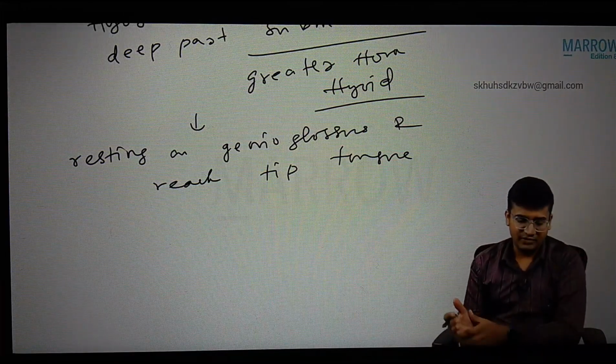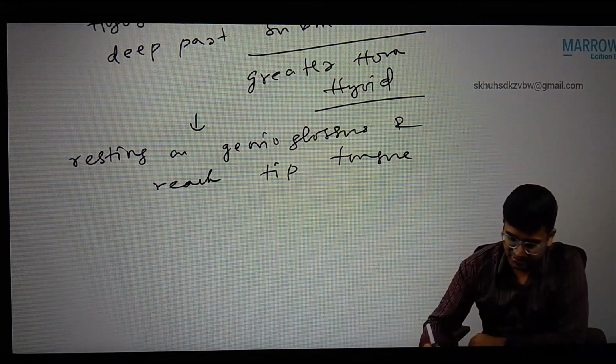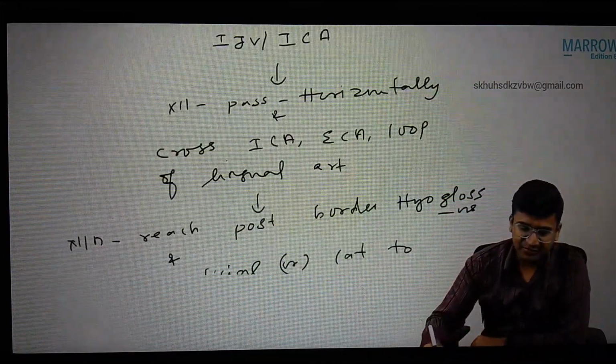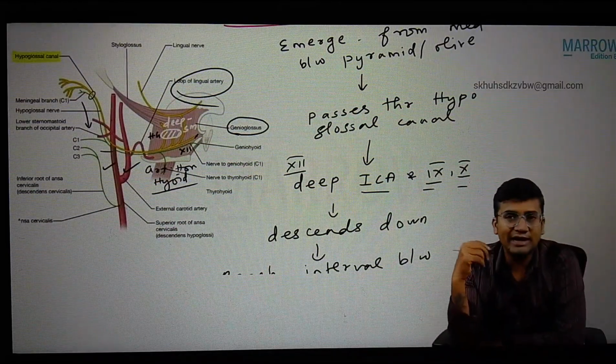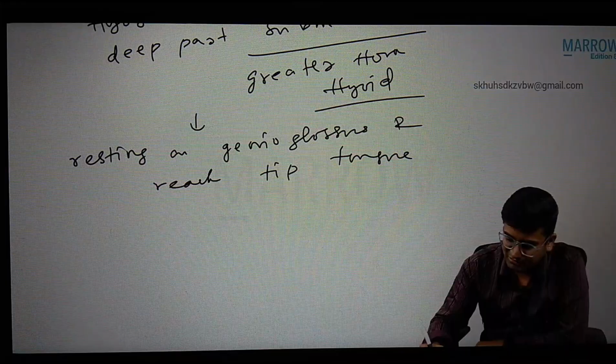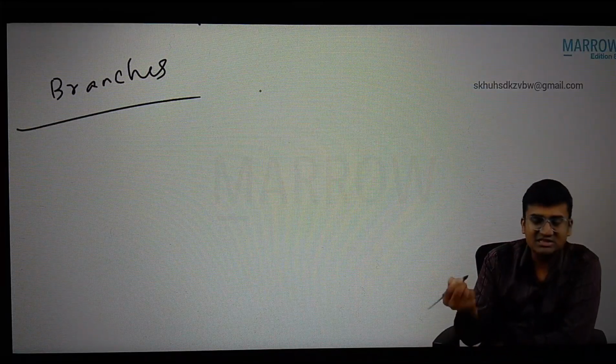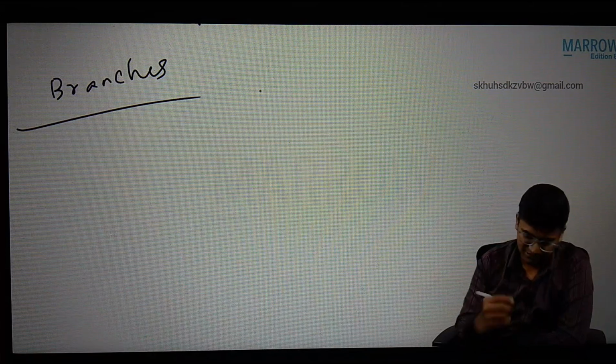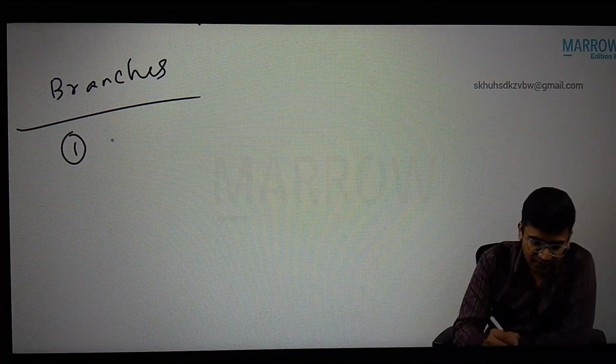Okay, right. So this is the course of the hypoglossal nerve. Next, we're going to add branches. Now, the hypoglossal nerve supplies all the muscles of the tongue except the palatoglossus muscle.